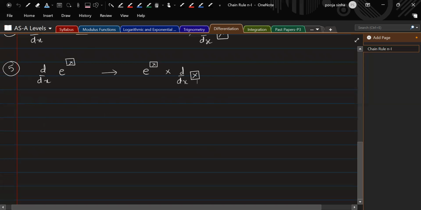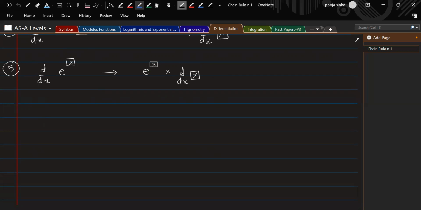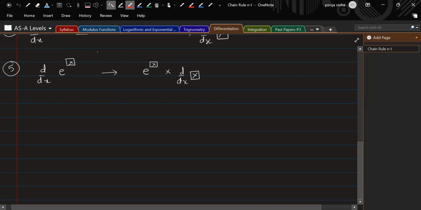क्लियर? No, I don't understand. So we have to differentiate x here. That is the power, because that is a part that is with respect. How will we differentiate the power?